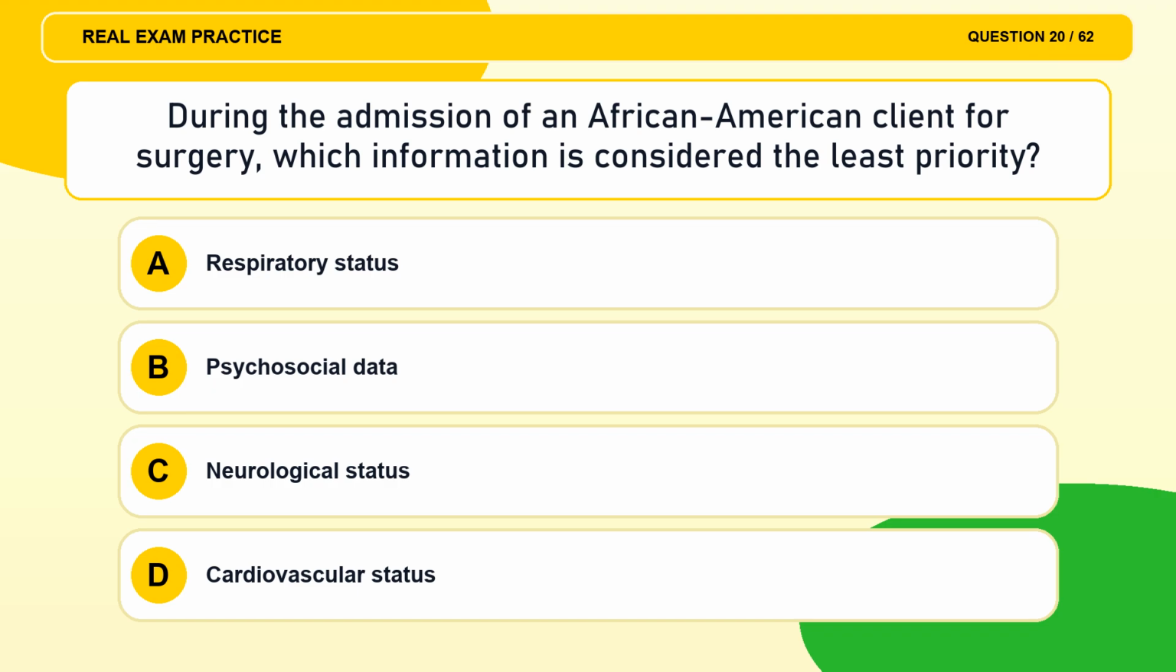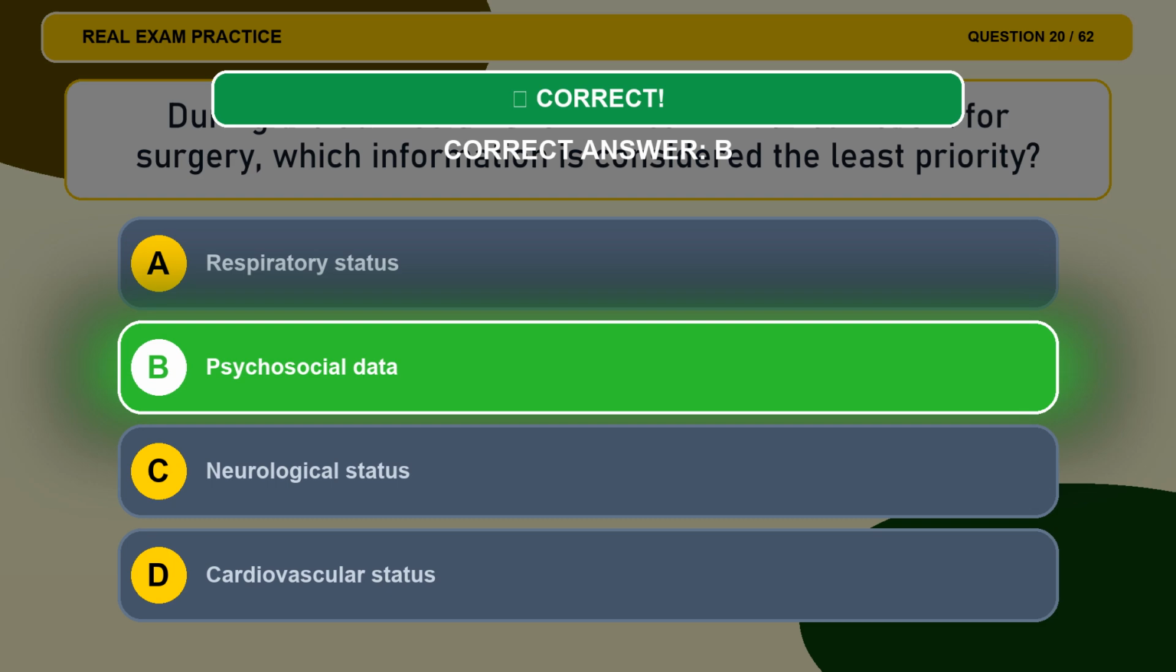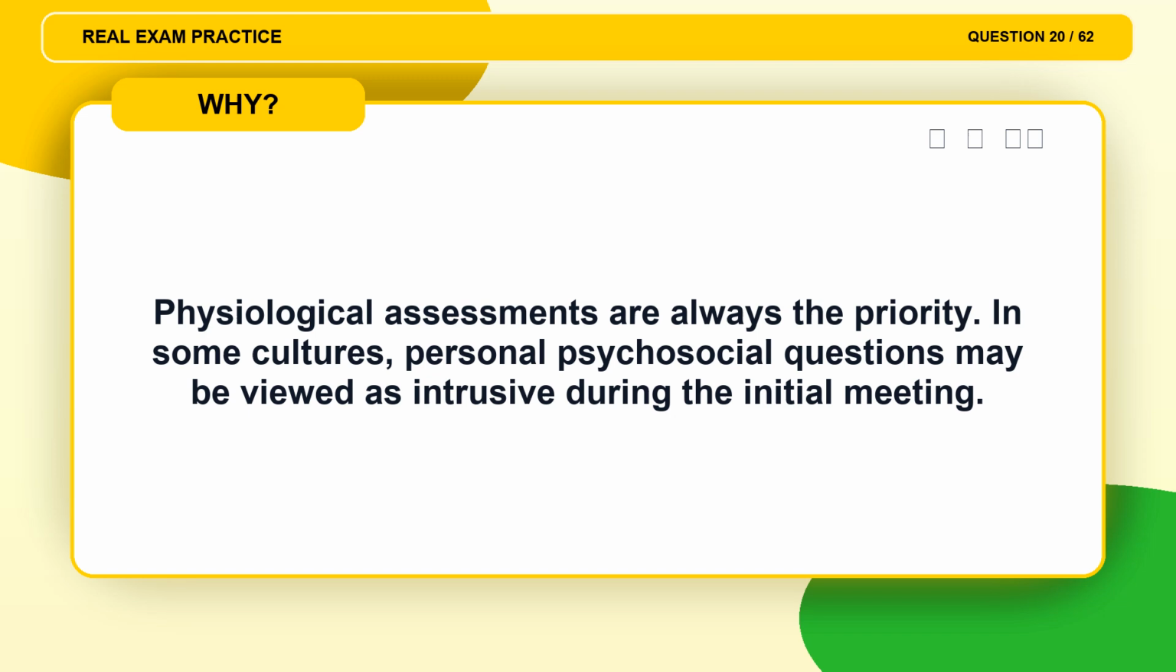Question 20. During the admission of an African American client for surgery, which information is considered the least priority? Option A. Respiratory status. Option B. Psychosocial data. Option C. Neurological status. Option D. Cardiovascular status. The correct answer is option B. Psychosocial data. Physiological assessments are always the priority. In some cultures, personal psychosocial questions may be viewed as intrusive during the initial meeting.